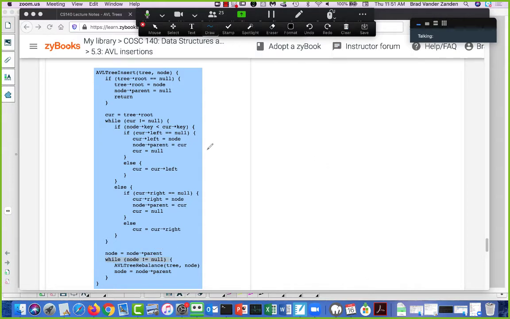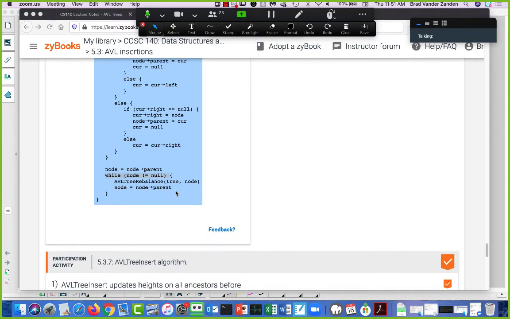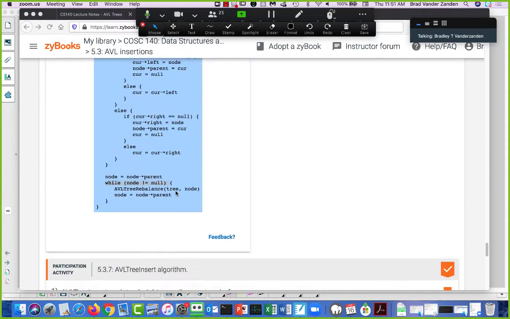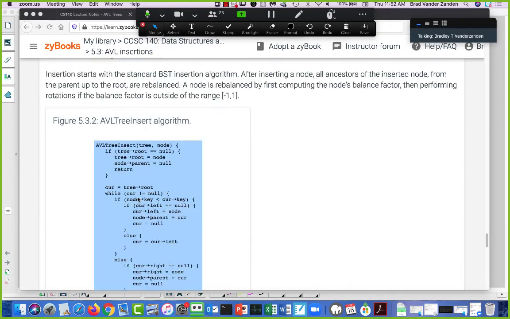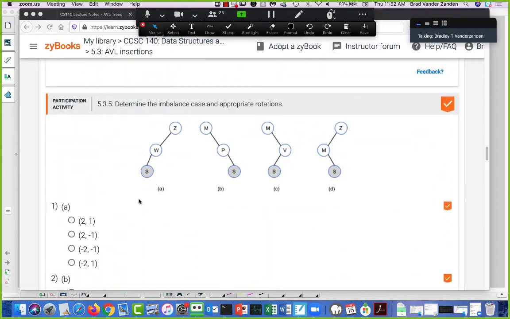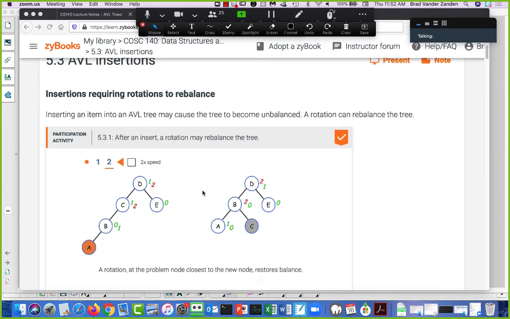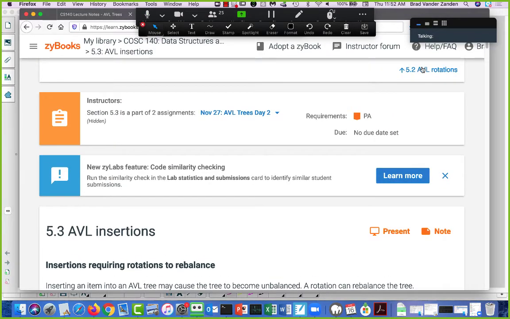Okay, so we're going to start, and what we do at each parent node is we look at this tree and we call tree rebalance. So we're going to see whether we have to rebalance at that tree. So to look at tree rebalance, we have to go back to the previous section.